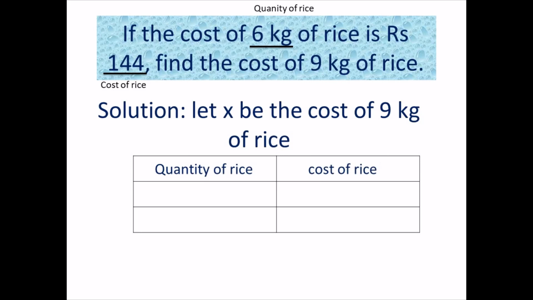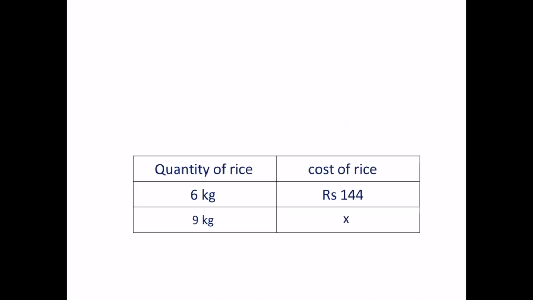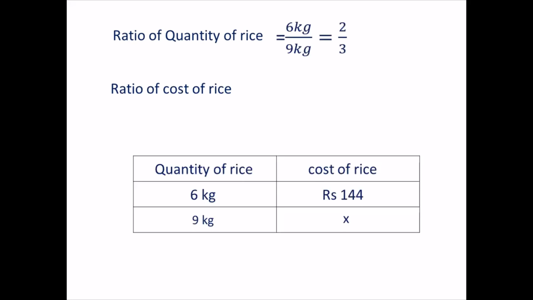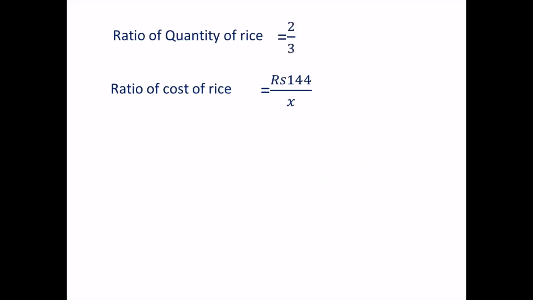Now, according to the question, 6 kilograms costs 144 rupees. Then 9 kilograms costs X. That has to be evaluated. Now by using the proportion method, we determine two ratios. One is the ratio of quantity of rice, and the second is the ratio of cost of rice. The ratio of quantity of rice is 6 kilograms upon 9 kilograms, which is 2 upon 3. And the ratio of cost of rice is 144 rupees upon X. So we found two ratios here.